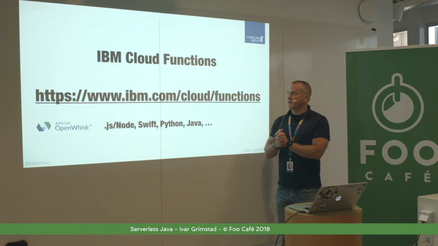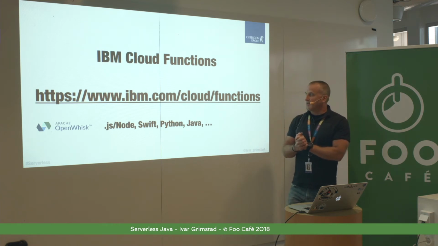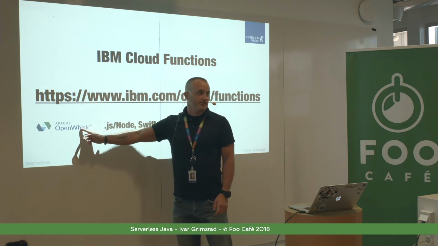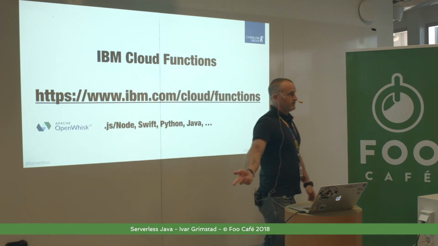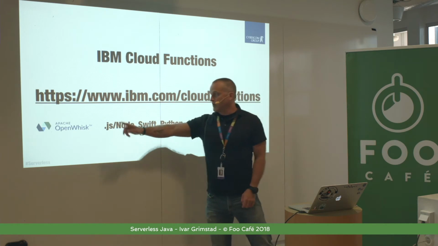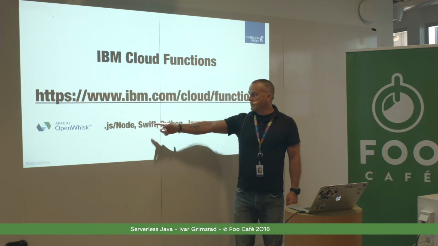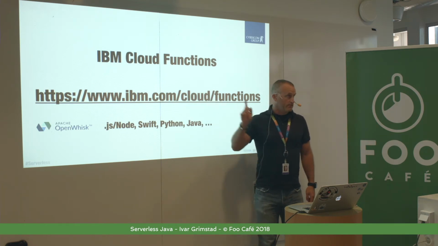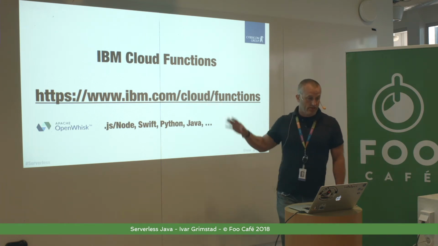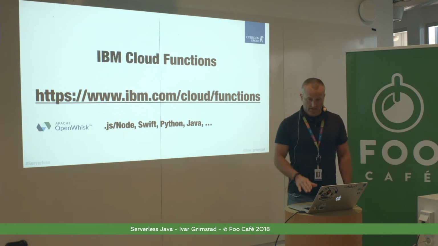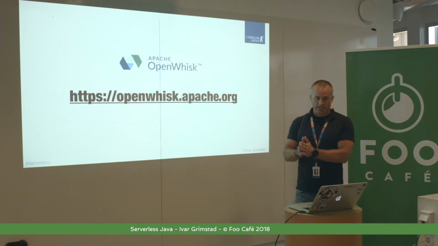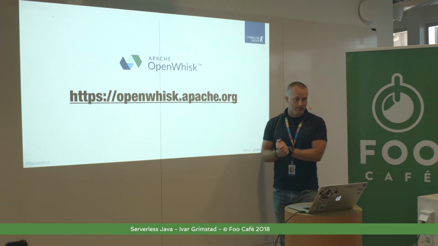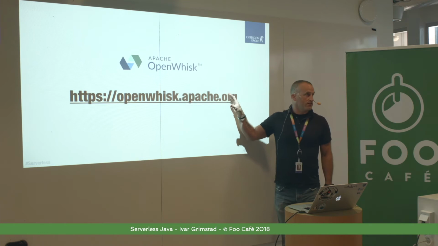Then we have IBM Cloud Functions. They run on the Apache OpenWhisk, which is an open source platform for serverless. And OpenWhisk supports JavaScript, Node, Swift, Python, Java, and more. So I'll demo the Java part here with OpenWhisk on IBM Cloud Functions. And as I said, OpenWhisk is an open source project. It's on Apache, so you can actually download this and run it locally if you want to.